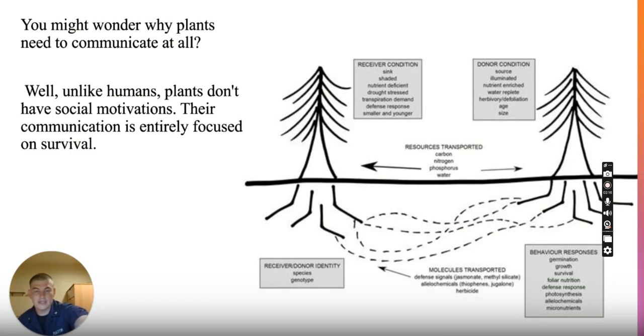So we can see here in this little graph, the plant root system has a mitochondrial network in it, and they're transporting defense signals, carbon, nitrogen, phosphorus, water, and they're communicating.